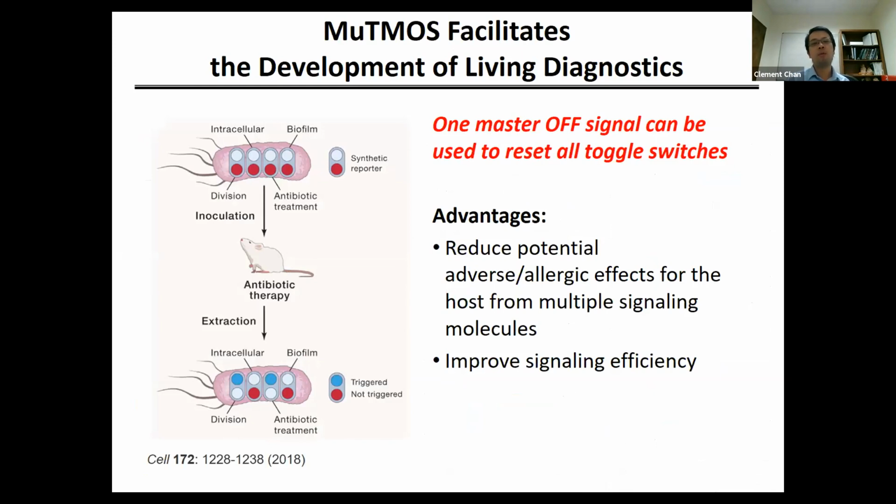And by using only one inducer to reset all these toggle switches, it is less likely to develop any adverse or allergic effects in the host. It would also be more efficient for us to reset all these toggle switches, because now we only need to worry about whether this one signal can reach these engineered cells in a complex host system.